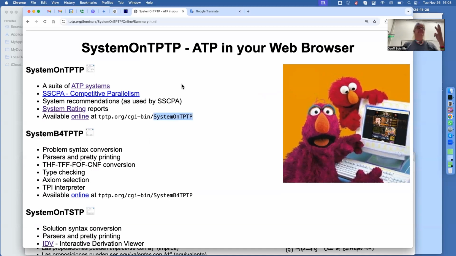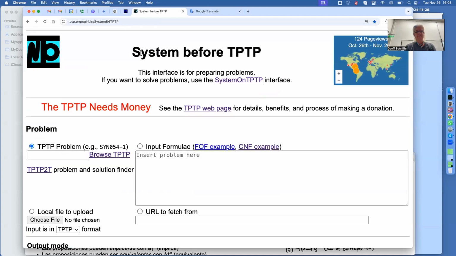And what we're going to see is we're going to use this system on TPTP. There are three pieces. There's one piece, this one, system before TPTP. That means this is an interface for taking your problem, and before you solve it, you need to check it. When you write a computer program in Java, what's the first thing that Java does? It checks the syntax, because if the syntax is wrong, nothing works. So, for example, that's one of the basic ideas here. When you write your problem, check the syntax.